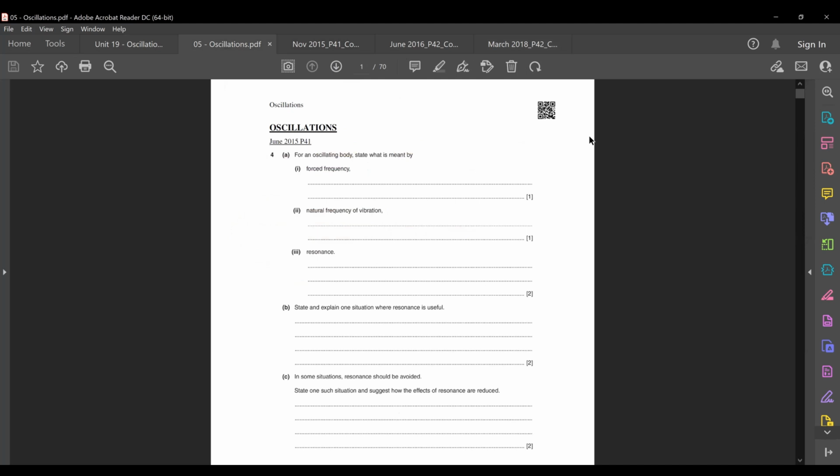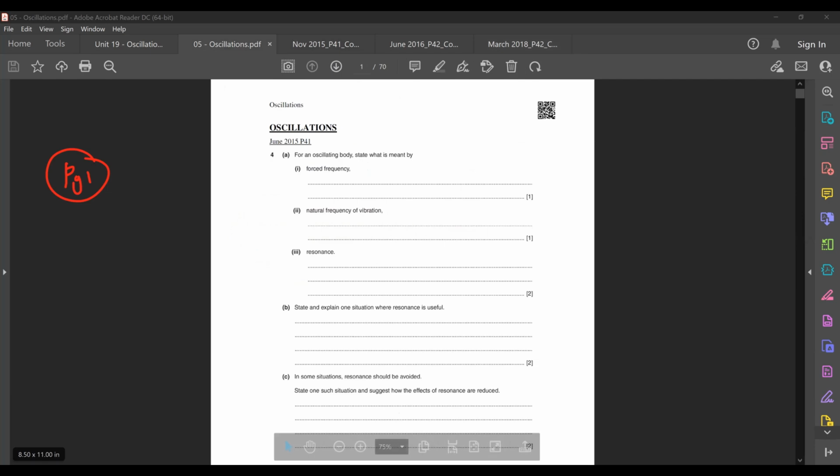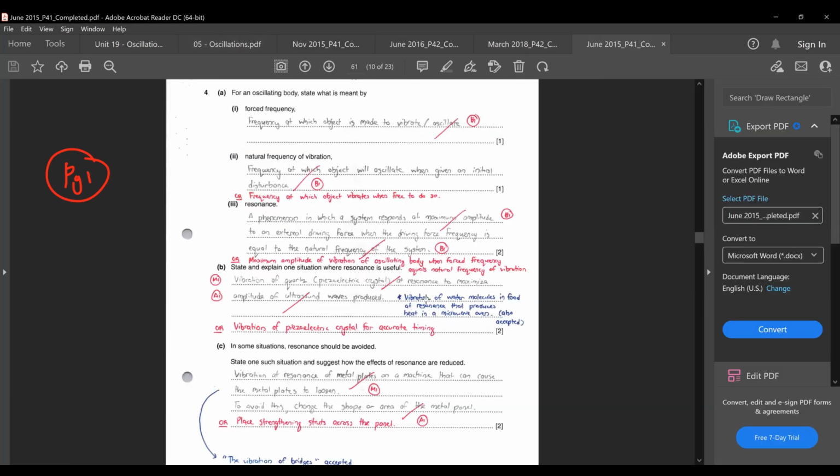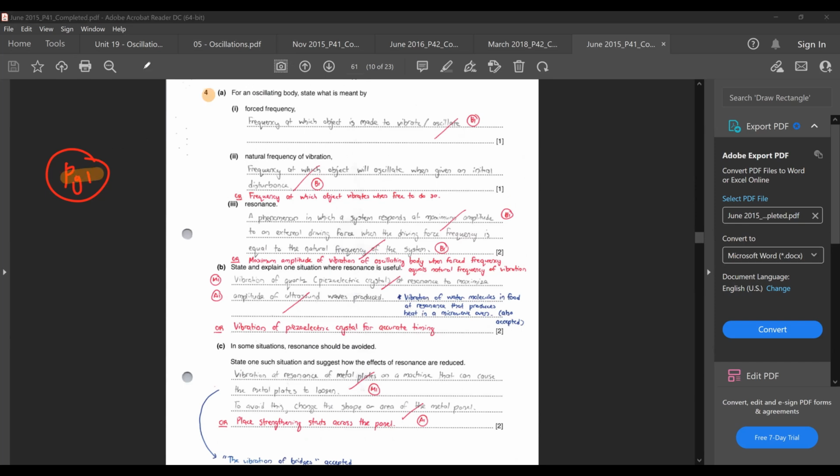Okay, if we look at page 1, this one is June 15 P41. Okay, now if you look at question 4 on the page 1, state for an oscillating body what is meant by forced frequency. Forced frequency is just simply the frequency at which an object is made to vibrate.